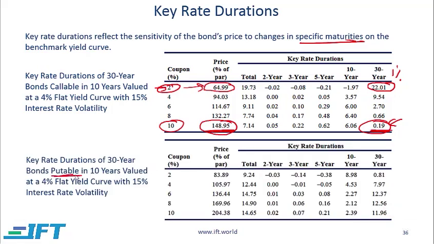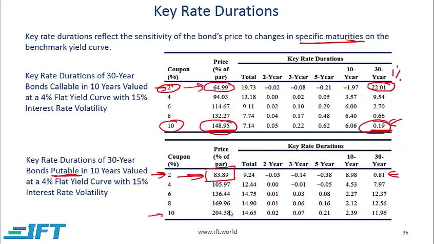Here we are looking at puttable bonds, and notice that for a 2% coupon puttable bond with a price that is well below par, the 30-year duration is very low. And this again is because this bond is very likely to be put well before maturity. Therefore, a change in the 30-year rate does not have much of an impact on the price.